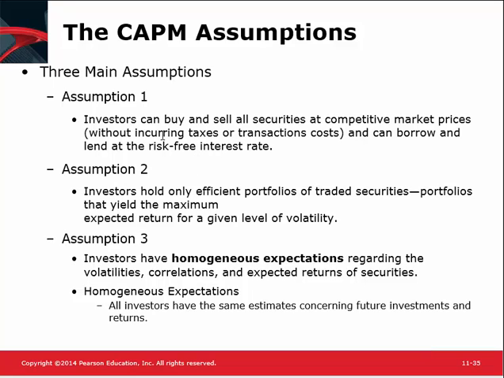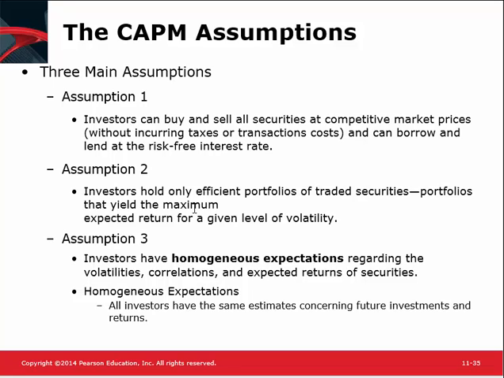The first assumption is that investors can buy and sell securities at competitive prices and they can borrow and lend at the risk-free rate. So we have a marketplace that is competitive, that prices are available. You can get them whenever you want them. There are no transaction costs or taxes, right? And in addition, you can borrow and lend at the risk-free rate.